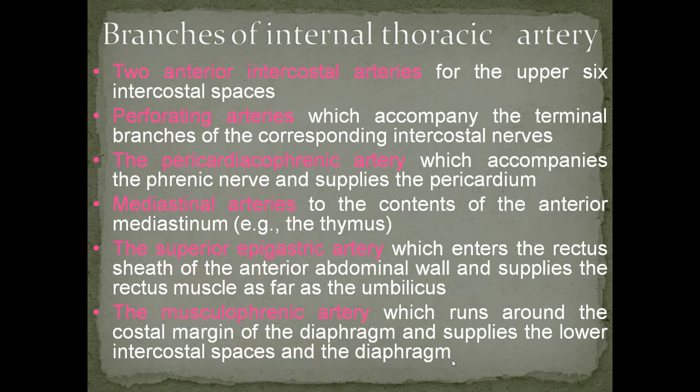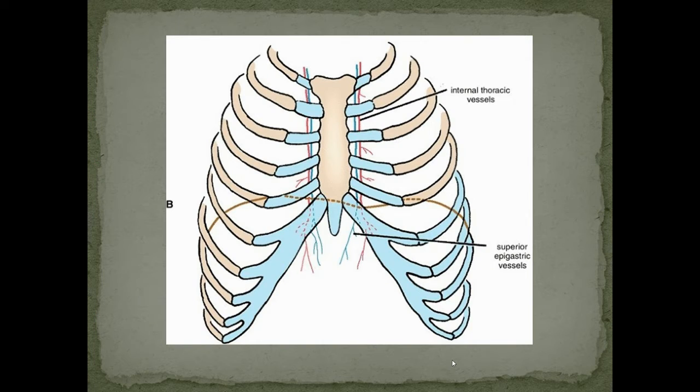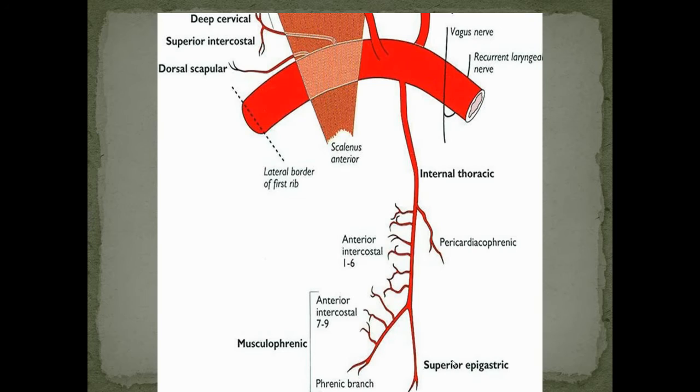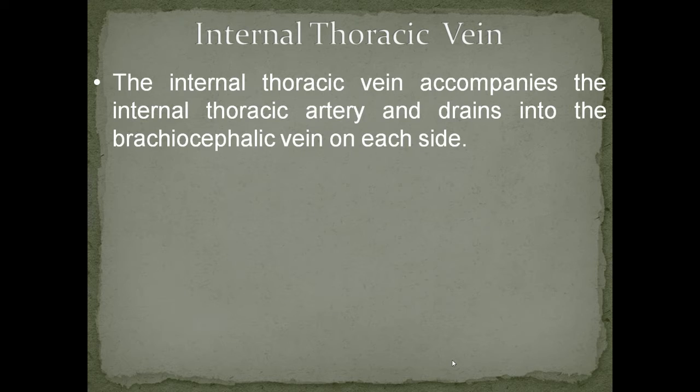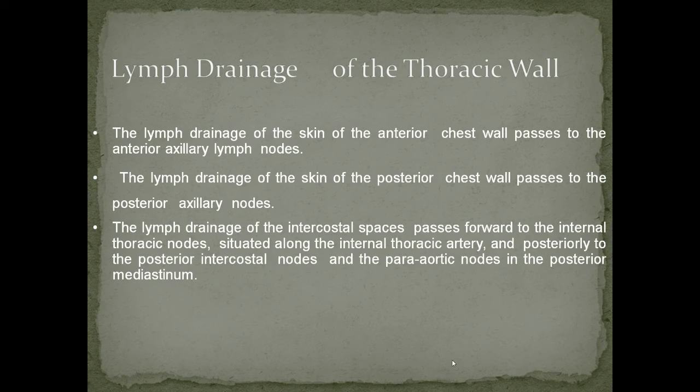Musculophrenic artery runs around the costal margin of the diaphragm and supplies the lower intercostal spaces and the diaphragm. We have seen all the branches of the internal thoracic artery. Internal thoracic vein accompanies the internal thoracic artery and drains into the brachiocephalic vein on each side.